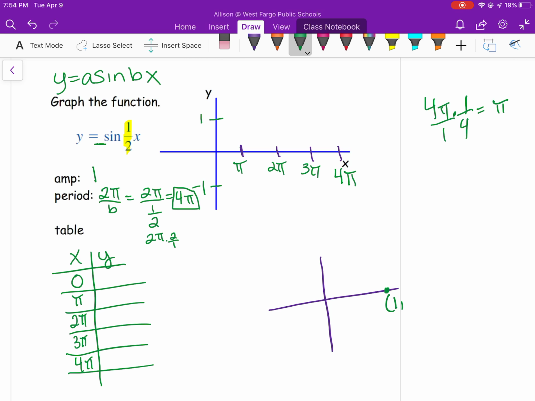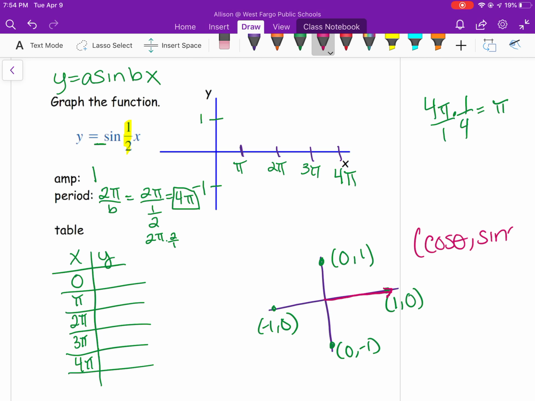So this point was 1, 0. Here is 0, 1. Here's -1, 0. And then down here we have 0, -1. Which means that when sine starts, you start your theta here at this angle, your initial side. Our points are cosine, sine. So sine corresponds with the y coordinates of this unit circle.